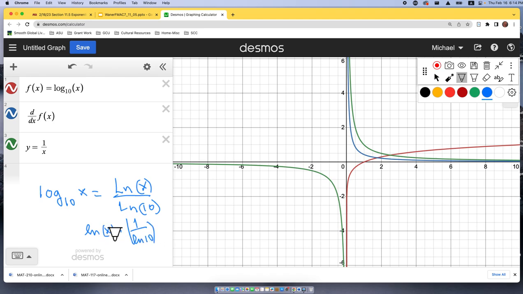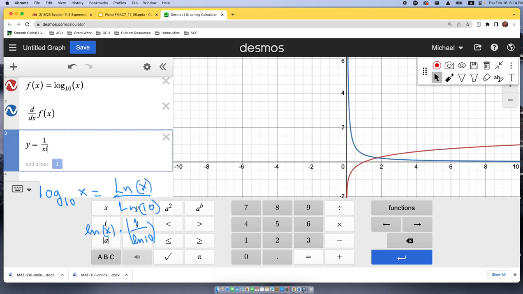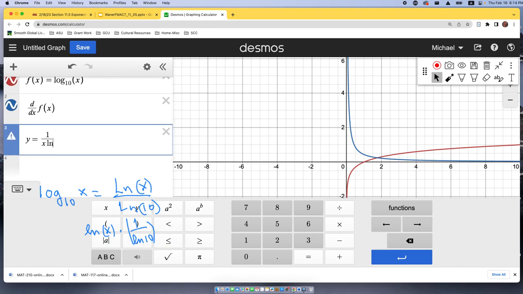Do I know how to take the derivative of natural log of x? Well, we did just sort of learn it. It's 1 over x, right? And then we still have this constant multiplier. So would it make sense that the derivative is going to be 1 over x times 1 over the natural log of 10? Ln of 10, and watch the magic that happens. As soon as I do that, the green and blue lines match up.